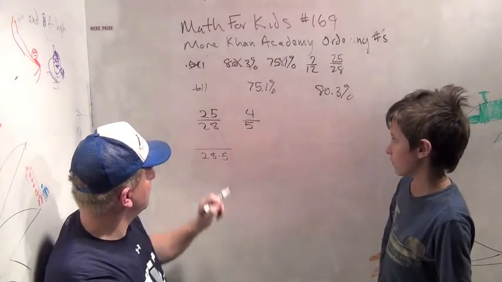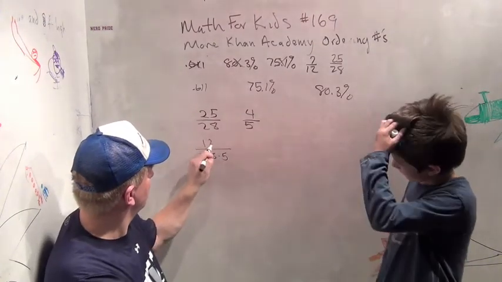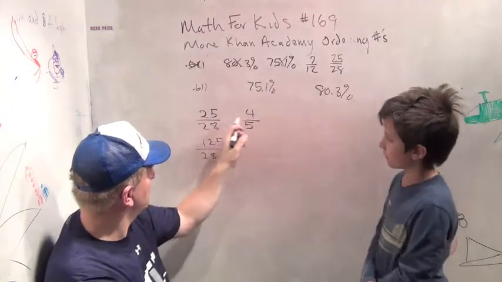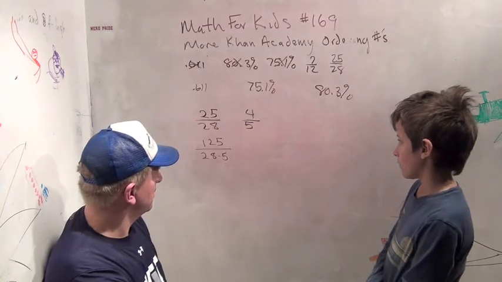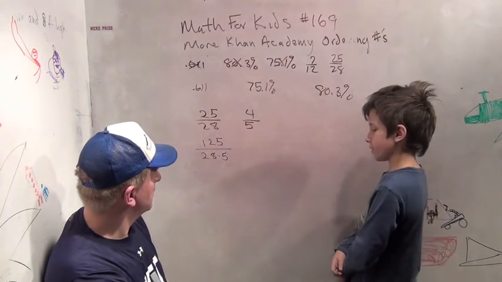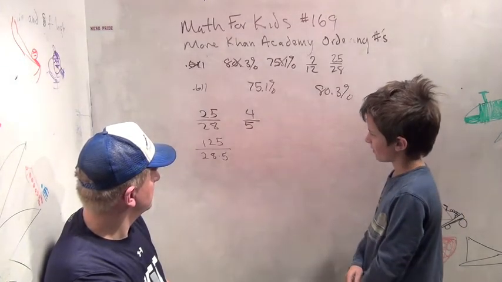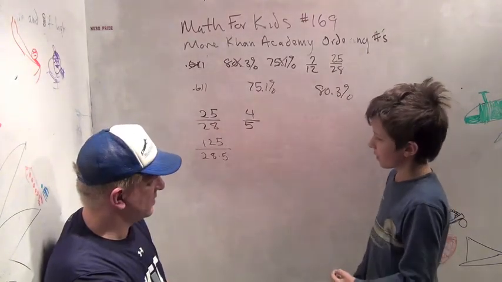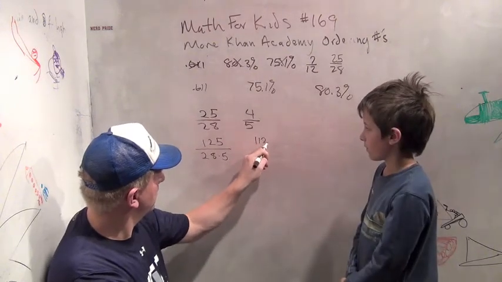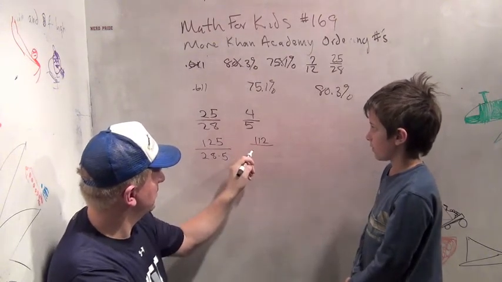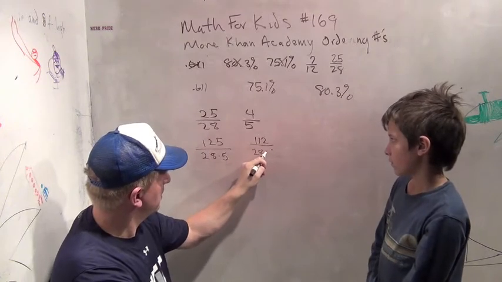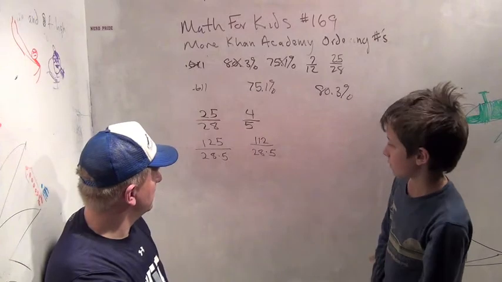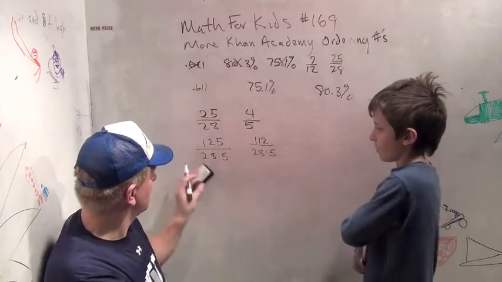But what's 5 times 25? 125. This is 125 over 28 times 5. And this is 28 times 4. 80 plus 32, which is 112. 112 over 28 times 5. By the way, we may as well multiply out 28 times 5. It's not like it's hard. 100 plus 140, 140.